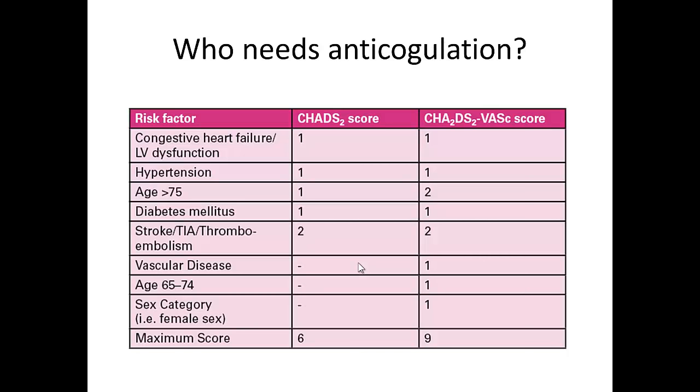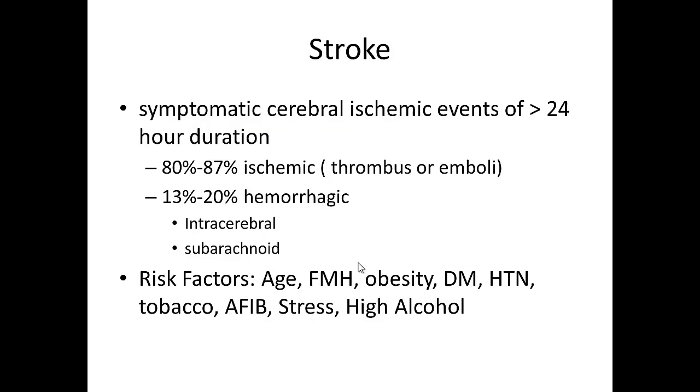So who needs anticoagulation if I have atrial fibrillation? We look at the scores. There's 2 different charts to use, which is either the CHADS2 score or the CHA2DS2-VASc score. And it lets you know basically who needs to have anticoagulation. All in all, if anybody has a score greater than 1, they should have anticoagulation.